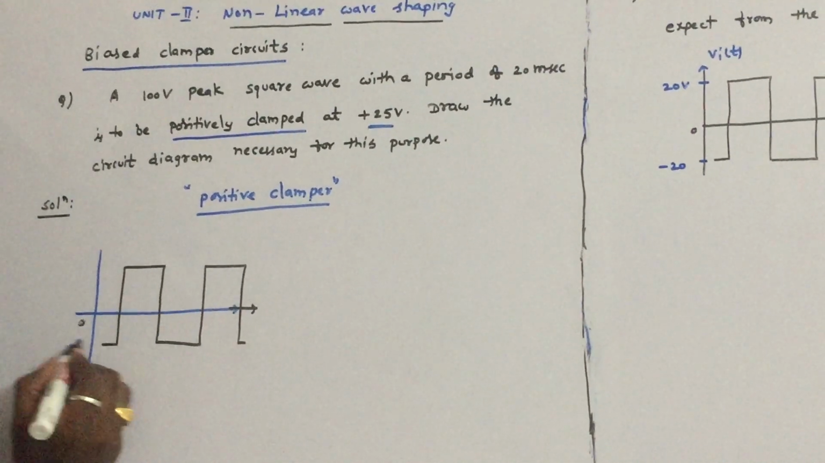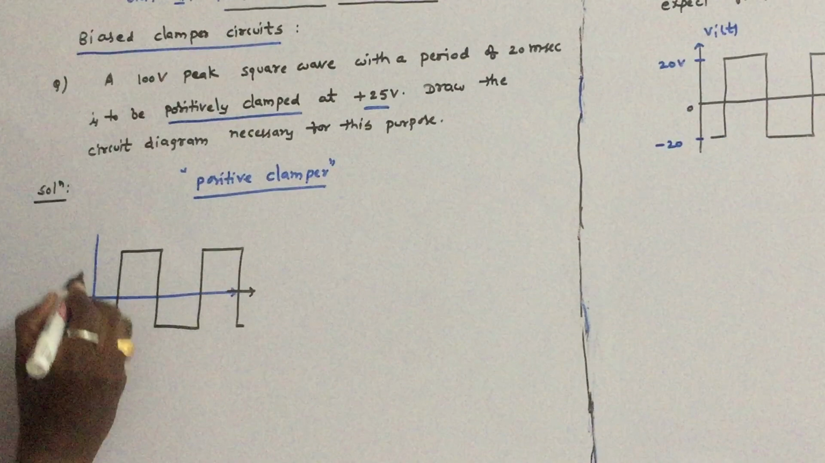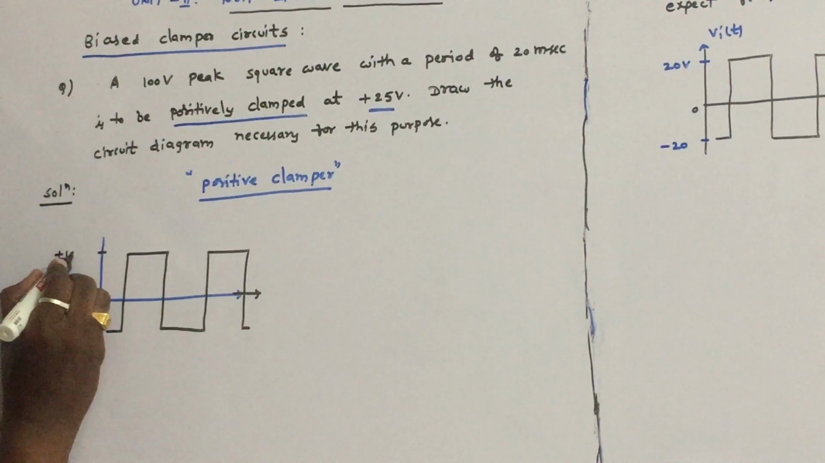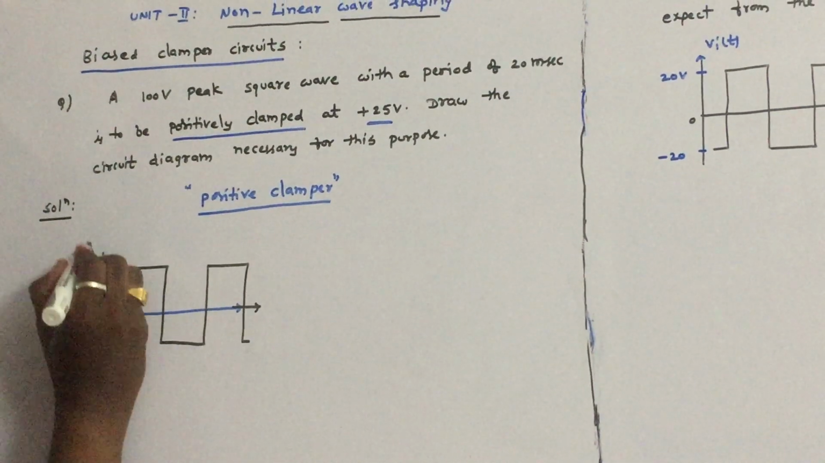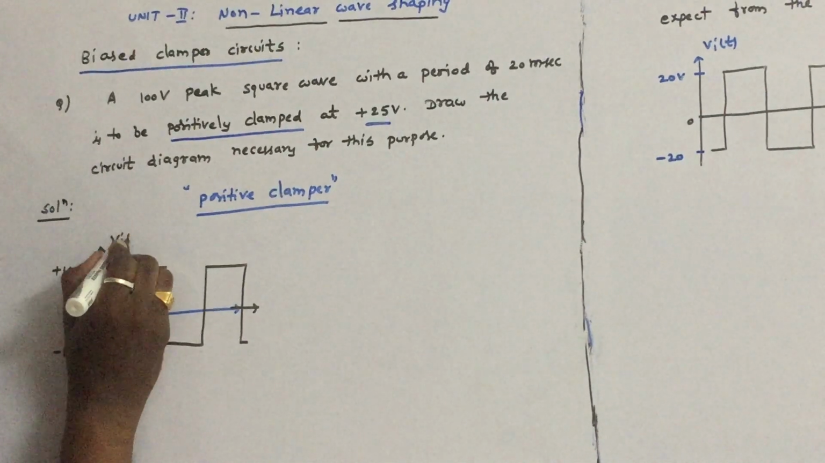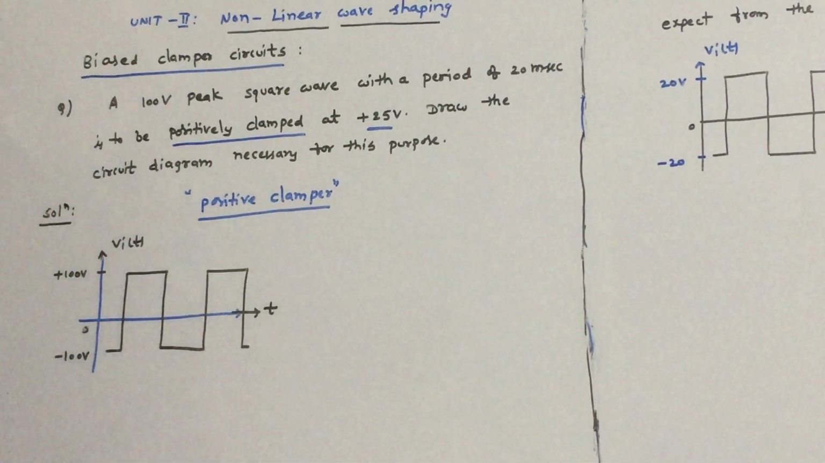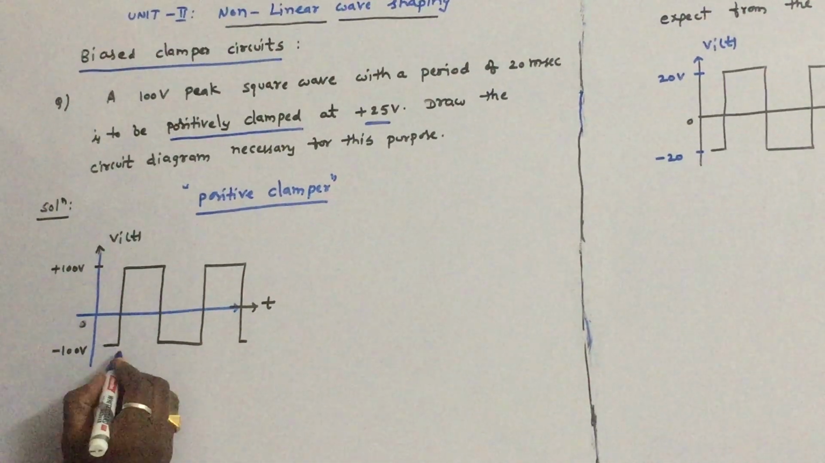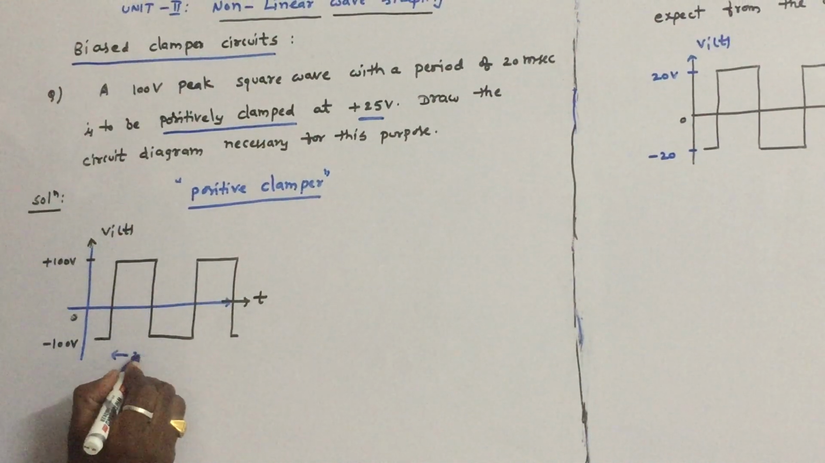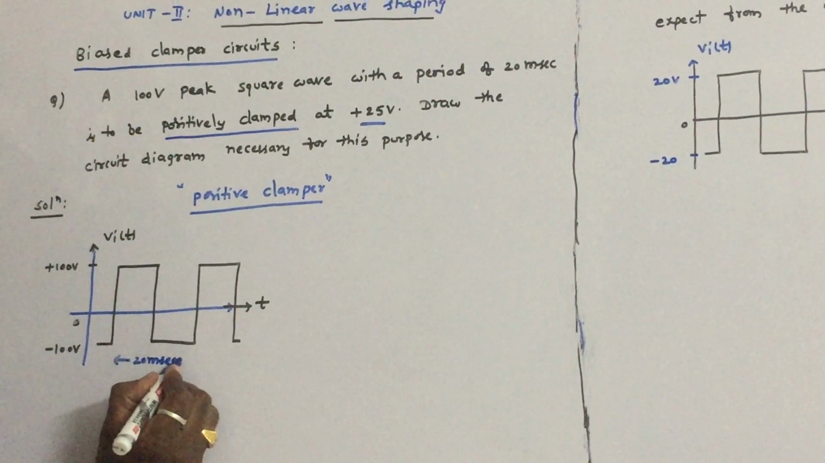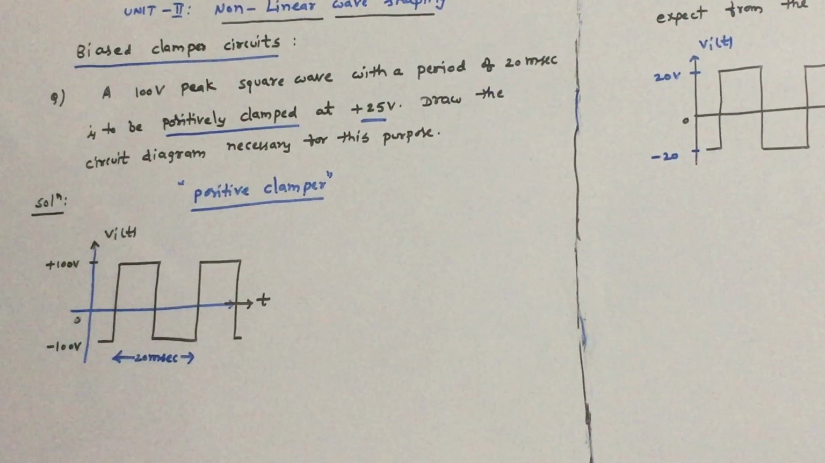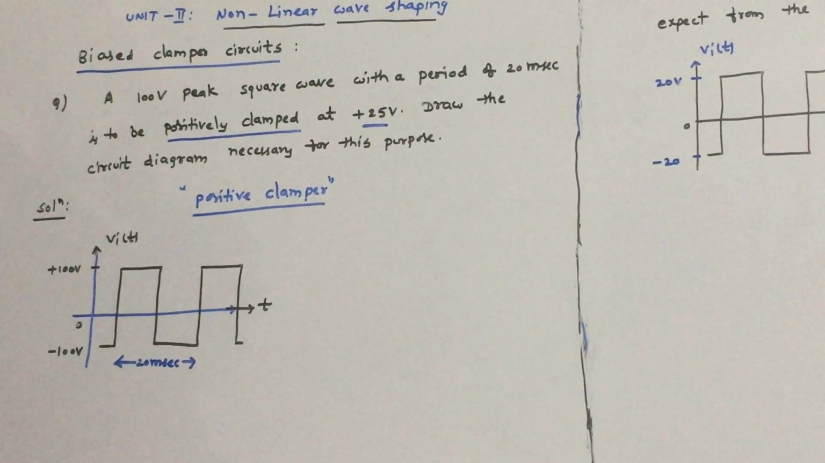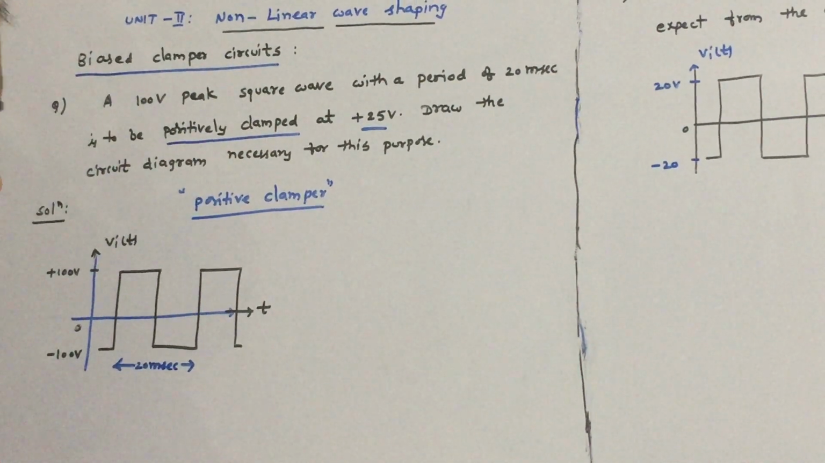So this is minus 100 volts, and this is plus 100 volts, because the peak voltage is given as 100 volts. So this is Vi of t versus t. What is the time period? Time period is equal to 20 milliseconds. However, it does not make any difference in the problem.